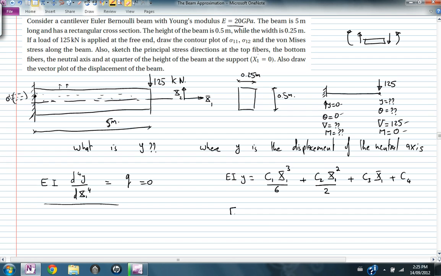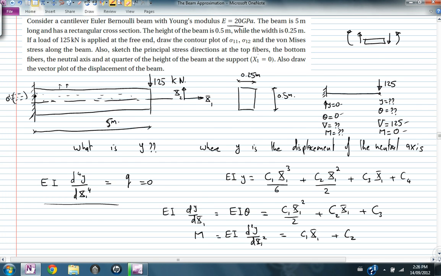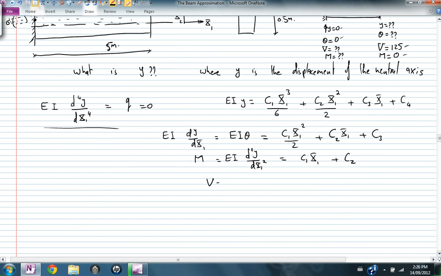In the process of integration, I pass through the rotation, which is equal to c1 x1 cubed over 6, plus c2 x1 squared over 2, plus c3, and this is equal to EI dy by dx. And EI d2y by dx1 squared, which is equal to the moment, is in fact equal to c1 x1 plus c2, and the shear is equal to EI d3y by dx1 cubed, which is equal to c1.